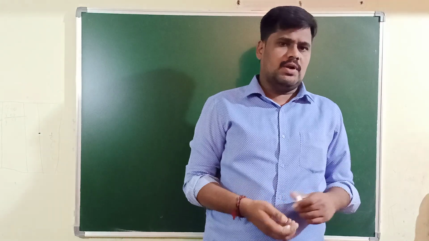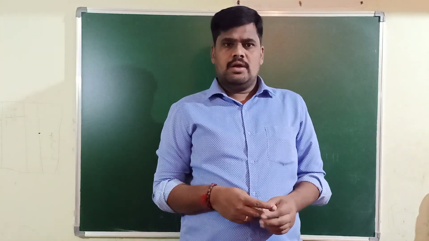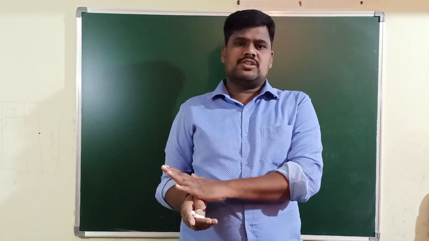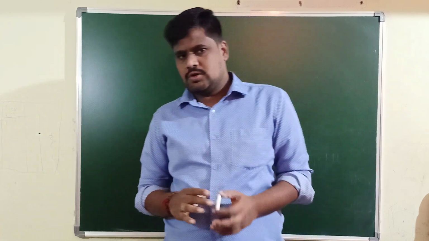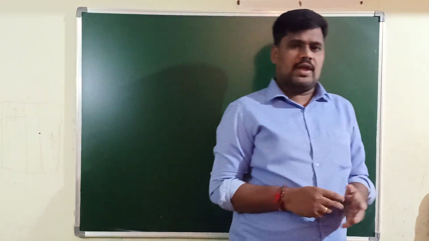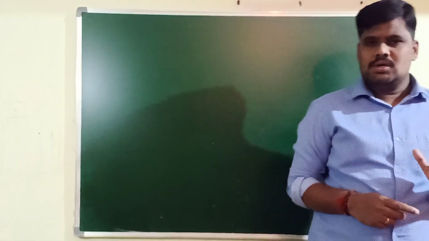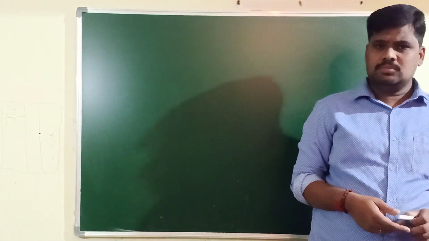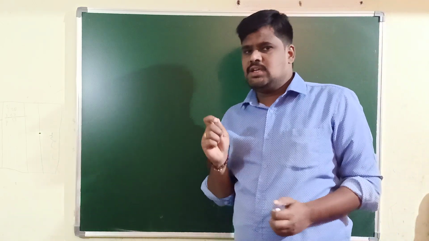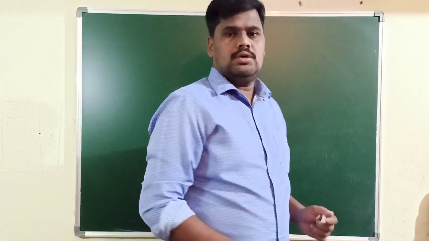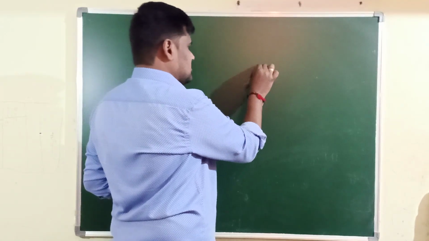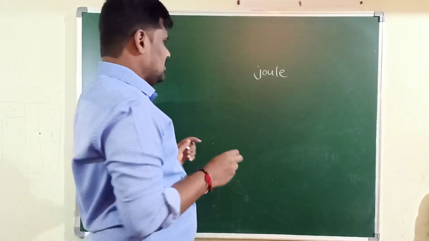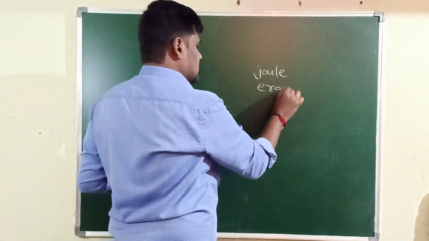In this session I will take the next example, in which I am converting the unit of energy from SI system to CGS system. What is the unit of energy in SI system? The unit of energy in SI system is joule, and the unit of energy in CGS system is erg.